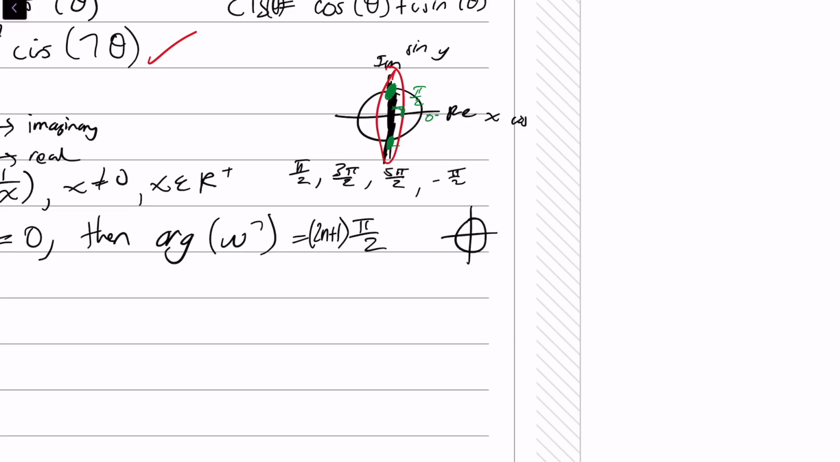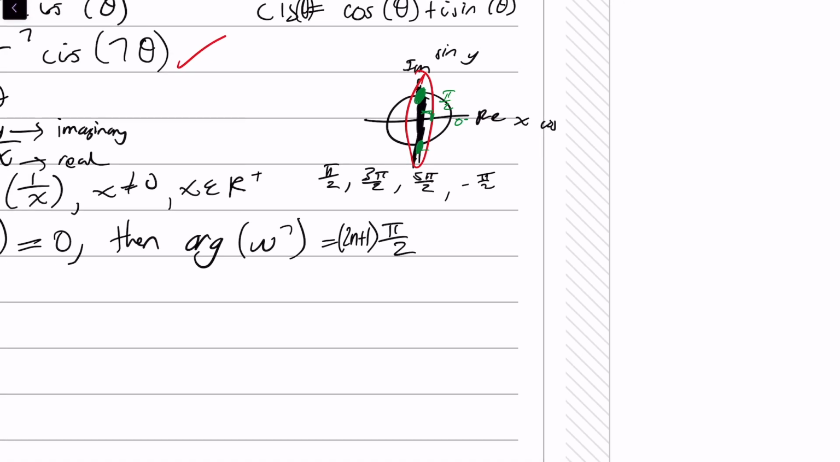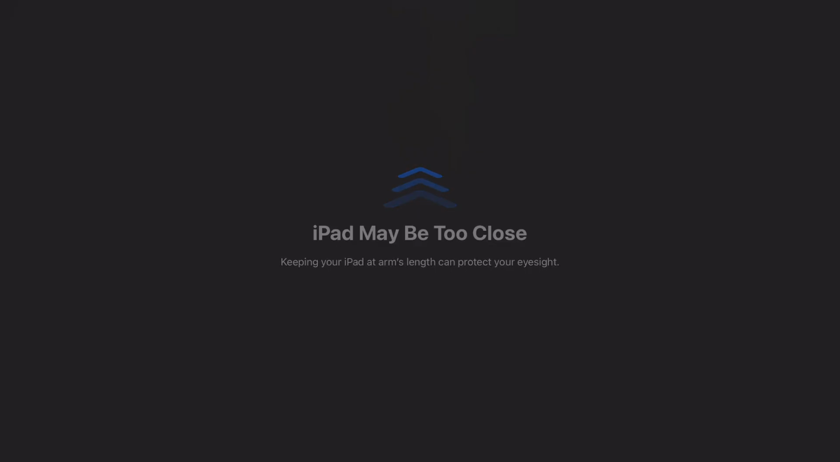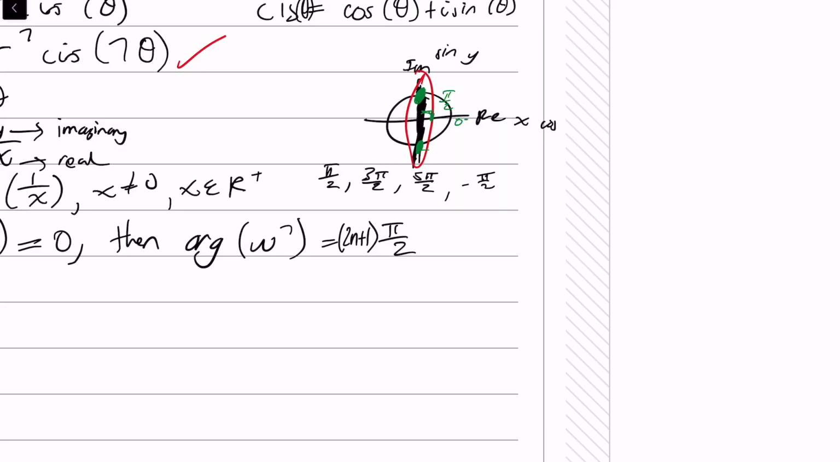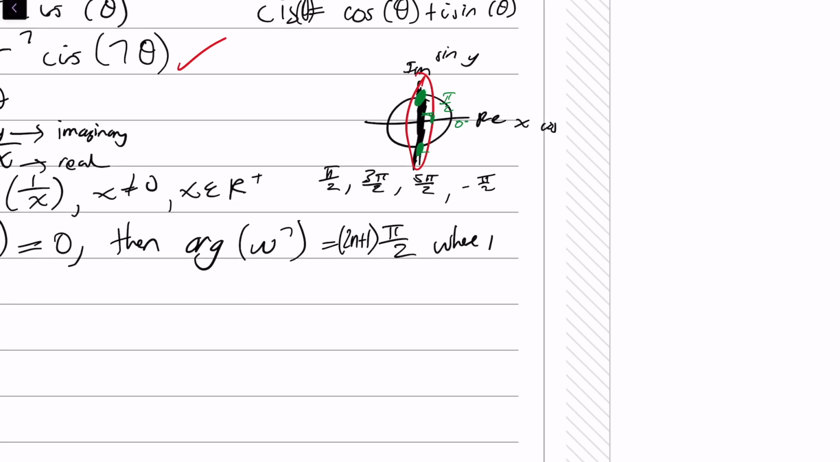I'll just rewrite these different points. Maybe this point is pi over 2, but then this point is 3 pi over 2, or negative pi over 2. And when they go back around again, that's another 2 pi, so that's 5 pi over 2. You can do that method with the commas, but I like to keep it in a formula where n is an integer.